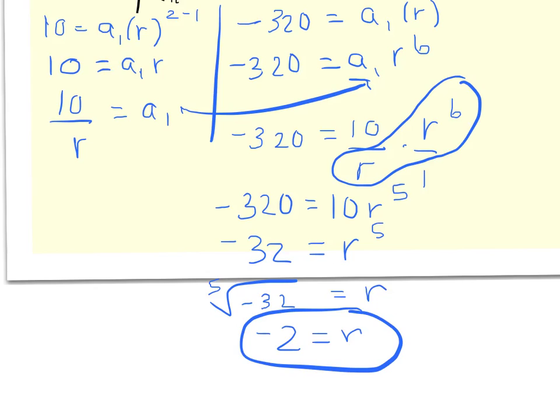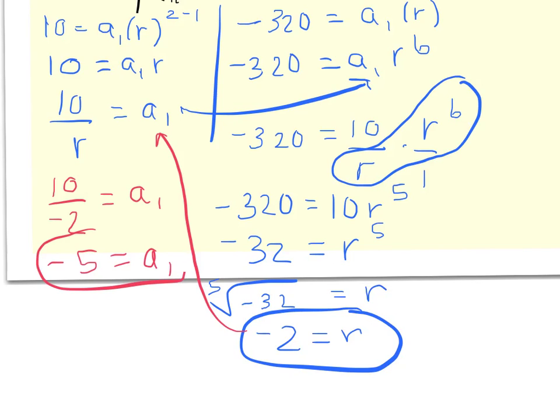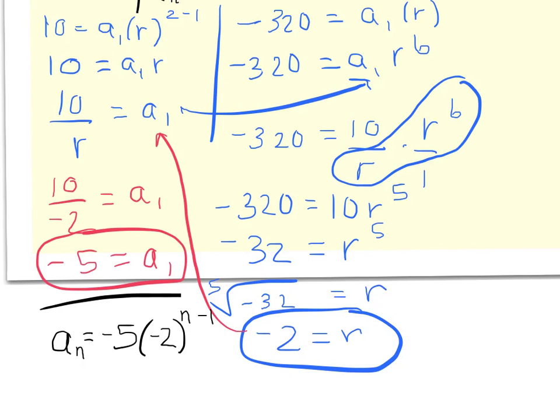Now that I know my common ratio, I can substitute that back into this convenient equation. 10 divided by negative 2 is my first term, which is negative 5. And I have all my pieces to write my final equation. My final equation is a sub n equals my first term times my ratio to the n minus 1, and that's your final answer.